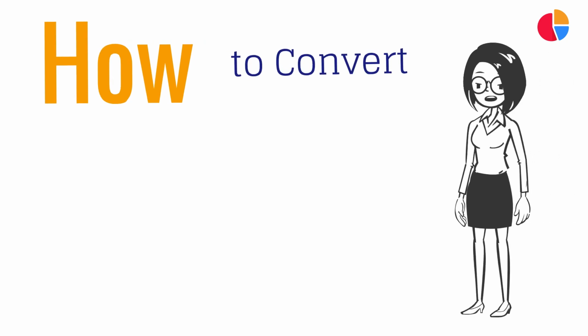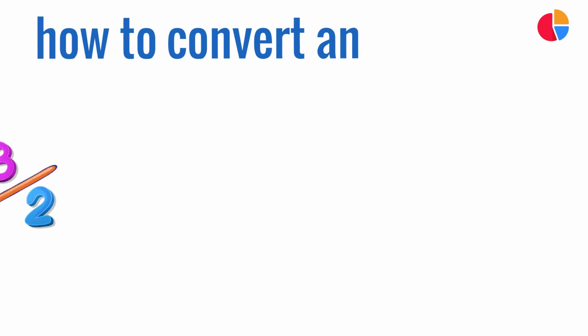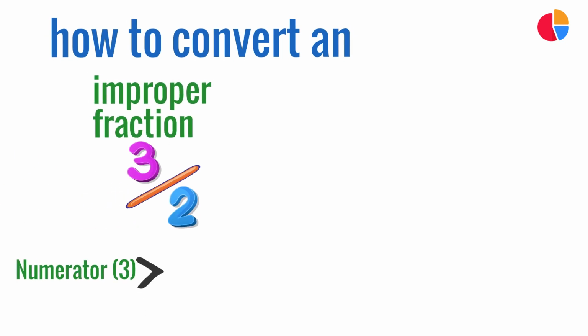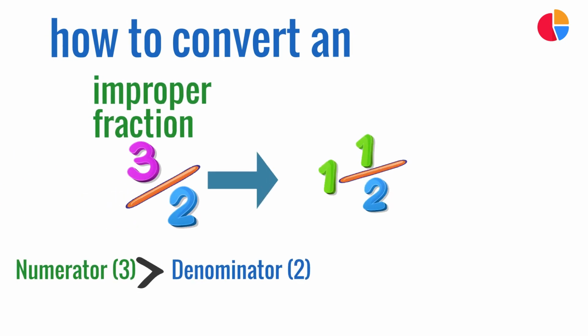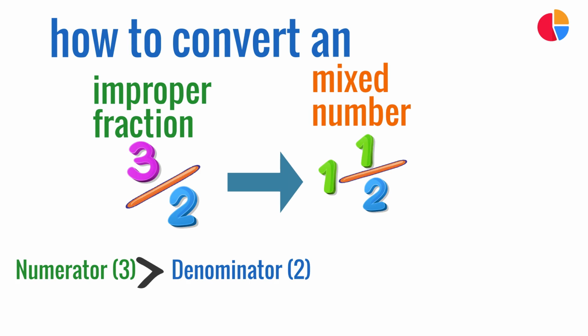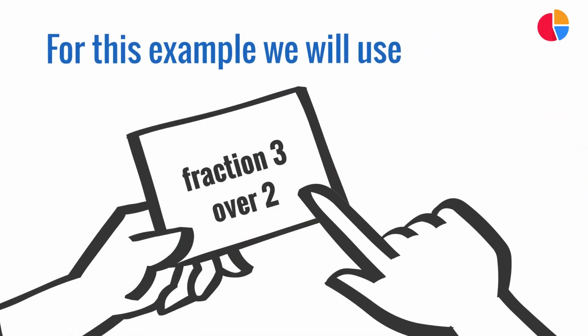How to convert an improper fraction to a mixed number. In this video, we will show you how to convert an improper fraction, where the numerator is greater than the denominator, into a mixed number. For this example, we will use the fraction 3/2.